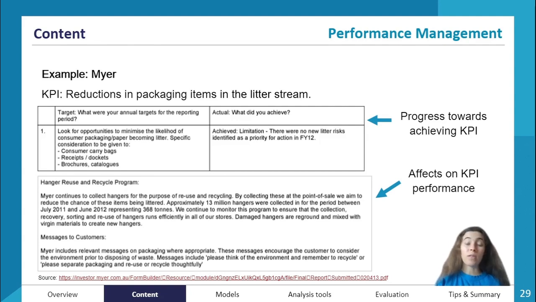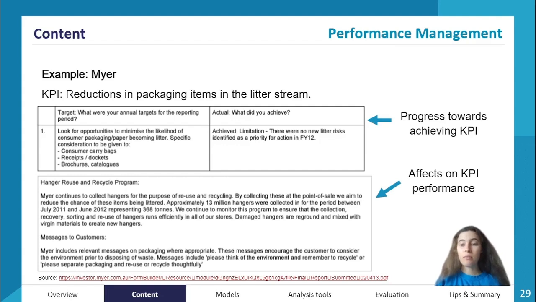And then once you've set your goal, you also need to measure that to see whether you achieved it. In this case, Maya was said to achieve this KPI, but the limitation that they recorded here was there were no new litter risks identified as a priority for action in that financial year. So they're saying there that they achieved their goal and there were no new things that came up that they needed to factor into that KPI.